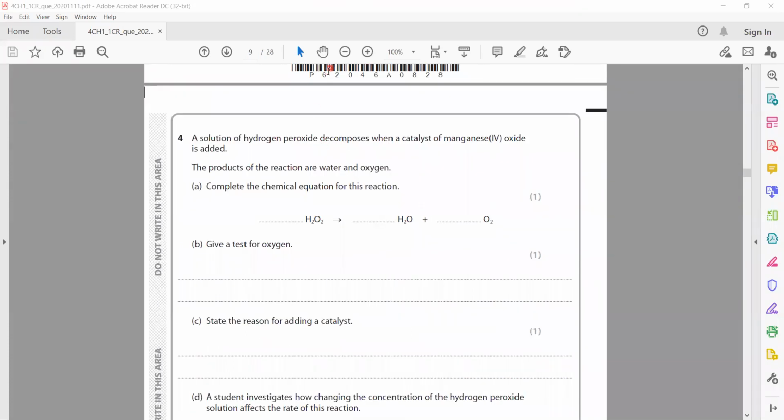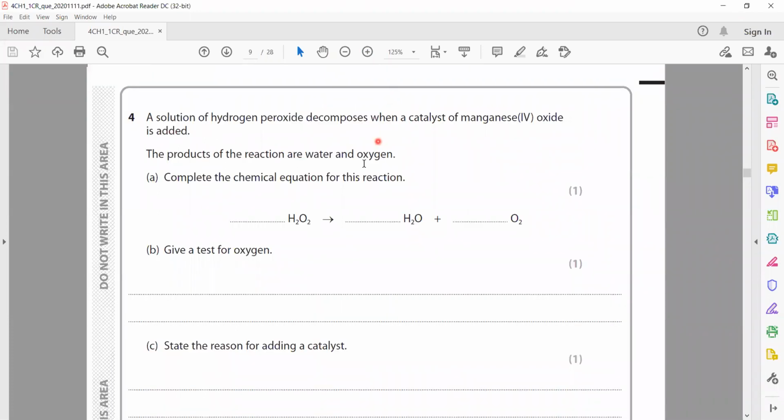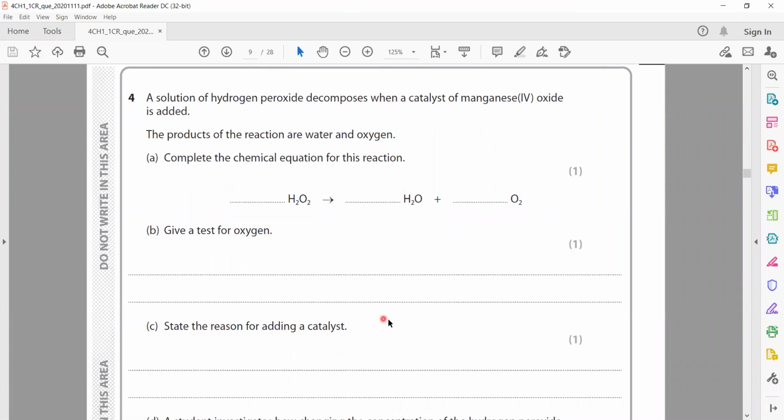A solution of hydrogen peroxide decomposes when a catalyst such as manganese(IV) oxide is added. The products of the reaction are water and oxygen. Complete the chemical equation. So we have to complete this equation. Whenever we try to balance, we start with oxygen, followed by hydrogen and then other elements. If I put 2, 4, it will make 4, and if I put 2, it will also make 4 oxygen. What about hydrogen? Hydrogen is also balanced.